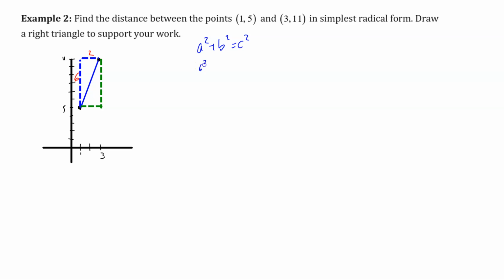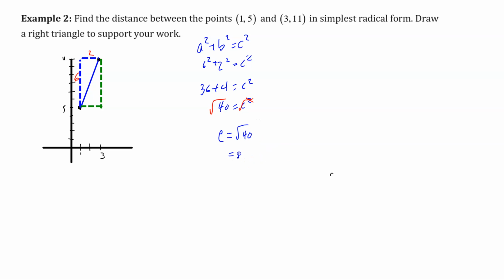But we're going to plug in the 6, we're going to plug in the 2, and we're going to determine what the hypotenuse is. So 36 plus 4 is equal to C squared. So we've got 40 is equal to C squared. Again, to undo the square part, we take the square root. And C is in fact radical 40, which I can simplify. So I can break that down into radical 4 times radical 10.